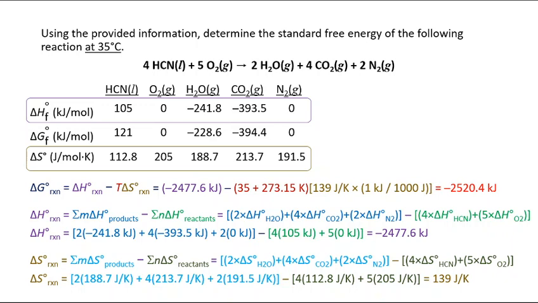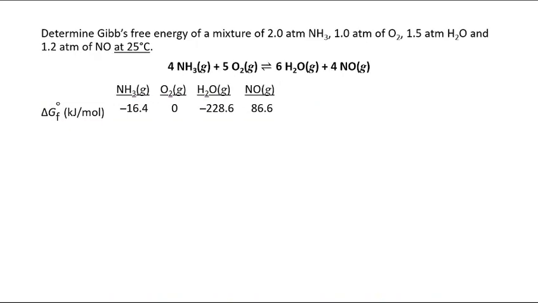And so this last problem actually kind of switches things up a little bit here. In the previous two questions, I asked about the standard free energy. This one, I'm not interested in the standard free energy as much as I am about just the normal everyday Gibbs free energy. Meaning the fact that I'm not specifying all the values and all the compounds are going to be in the standard form. And so I want to know the Gibbs free energy of a mixture of 2 atmospheres of NH3, 1 atmosphere of O2, 1.5 atmospheres of H2O, and 1.2 atmospheres of NO at 25 degrees Celsius.